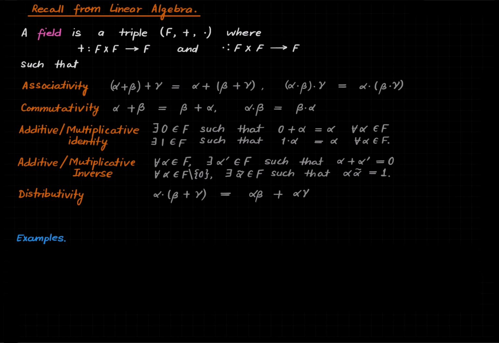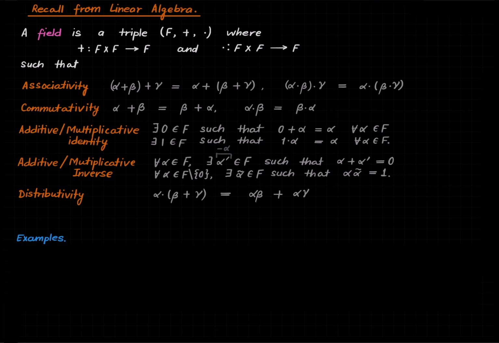Additive and multiplicative identity. Well, we say that there is an element which we denote by 0 in the set F, such that this holds for all alpha, so it doesn't disturb any element if you add it to any given element. And similarly, there is one such thing for multiplication, which we denote by 1. Additive and multiplicative inverse. For each alpha in the set F, there is another element alpha prime, such that if you add alpha to it, you get 0. And how do we notate this? Instead of writing alpha prime, we notate this as minus alpha.